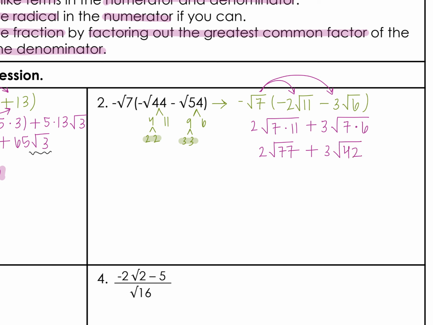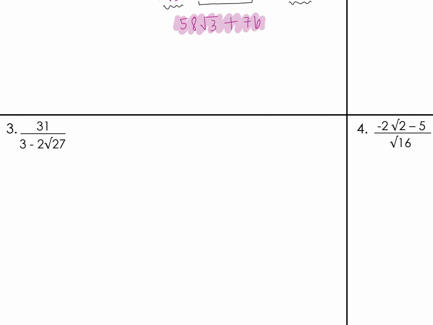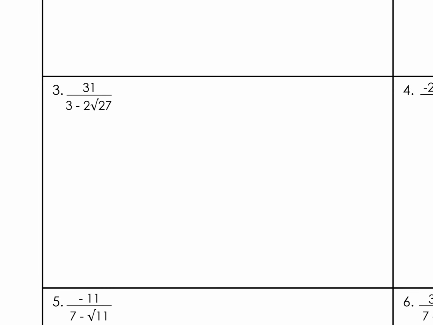42. All right, so here, since the radicands are different, we are not going to be able to combine them any further, and that's going to leave me as my final answer as 2 square root of 77 plus 3 square root of 42. All right, so now let's move on to number 3, which number 3 is going to be using those steps that were provided to you up above.